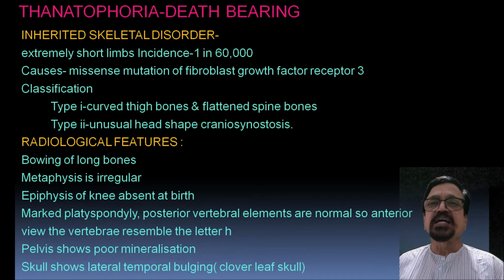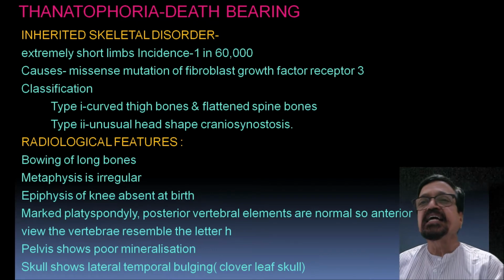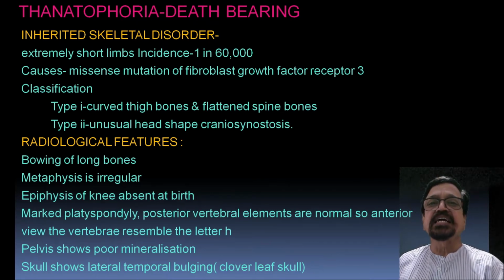Inherited skeletal disorder. Now, extremely short limbs are there. Incidence is 1 in 60,000. Cases are classified into type 1, that is curved thigh bones and flattened spine, and type 2, that is unusual head shape and craniosynostosis. Now, what are the radiological features?